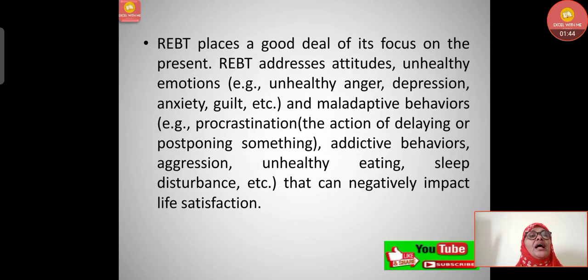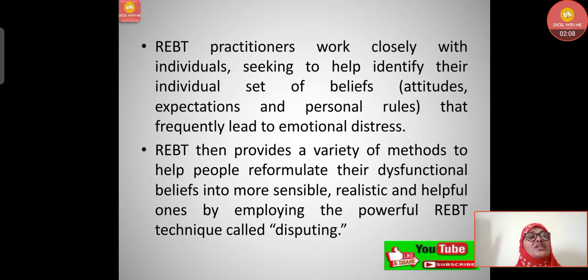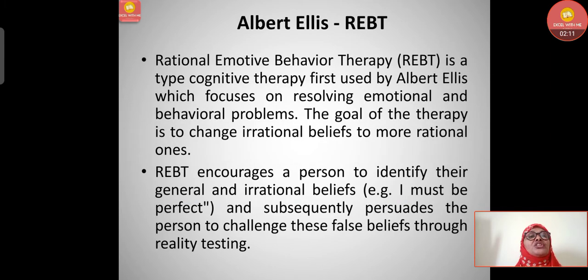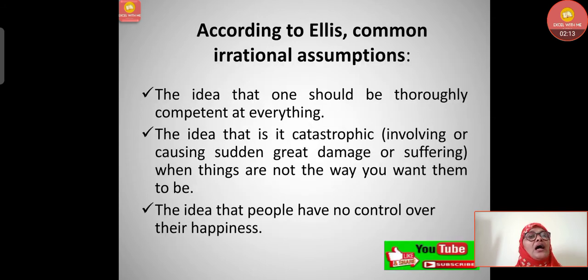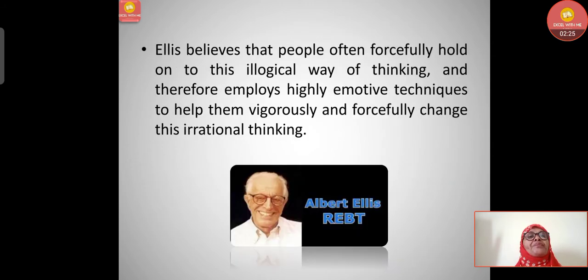We have understood, and what does this address? This addresses the attitudes, unhealthy emotions and maladaptive behaviors, addictive behaviors, aggression, unhealthy eating, sleep disturbance. All these negatively impact life, and we can change this life to satisfaction through this REBT. Then we have understood in detail how Albert Ellis has given some irrational assumptions that people have already set earlier, and we are still continuing with those assumptions.